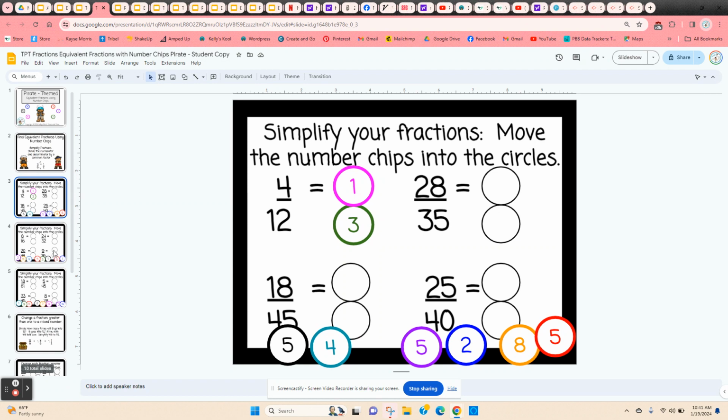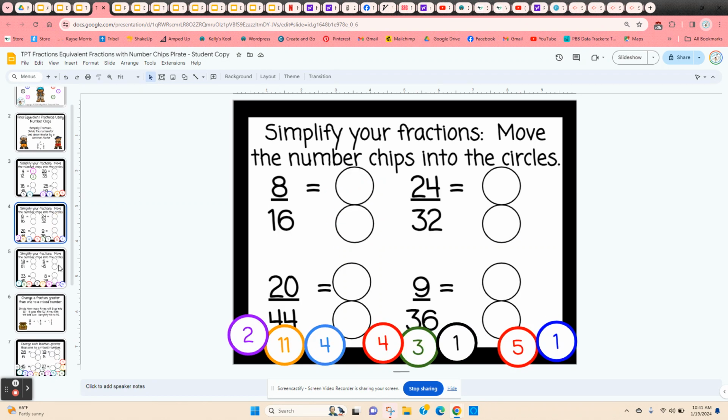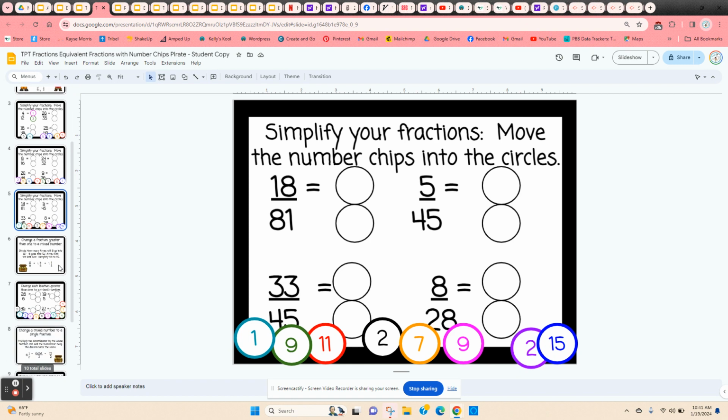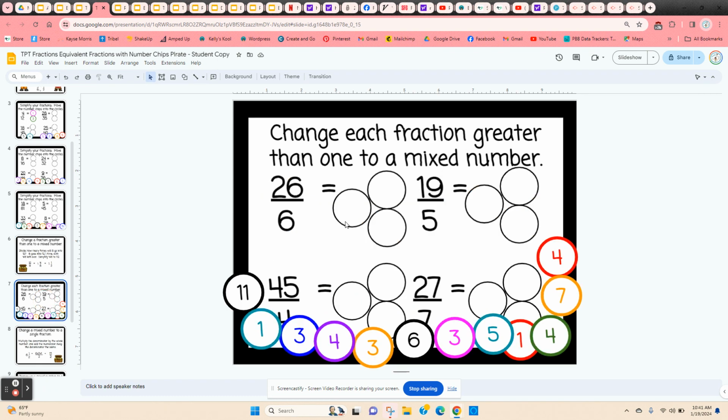So there are a couple more slides where they're just going to be simplifying each fraction. And then it shows them how to take a fraction that's greater than 1 and change it to a mixed number. So they have to divide. 8 will go into 12 one time with 4/8 left over. And then they have to make sure that they're simplifying that fraction for their final answer. So when they get to the next slide, they're going to be doing that.